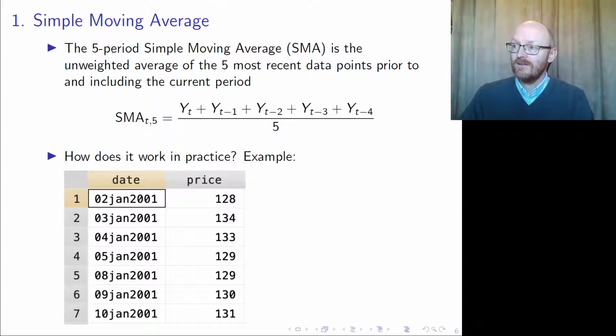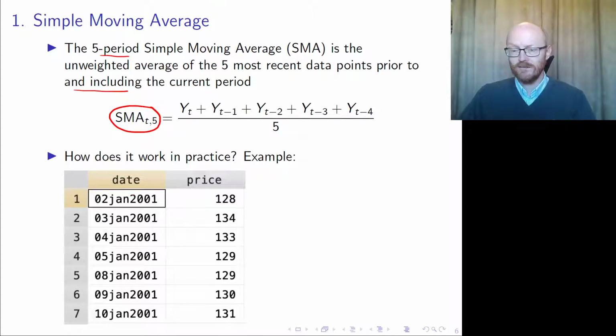So for example, the five period simple moving average is the unweighted average of the five most recent data points prior to and including the current period. And including, okay? So if you want the simple moving average number, you take the data for the last 5 periods and you just find the average, okay? You divide by 5.